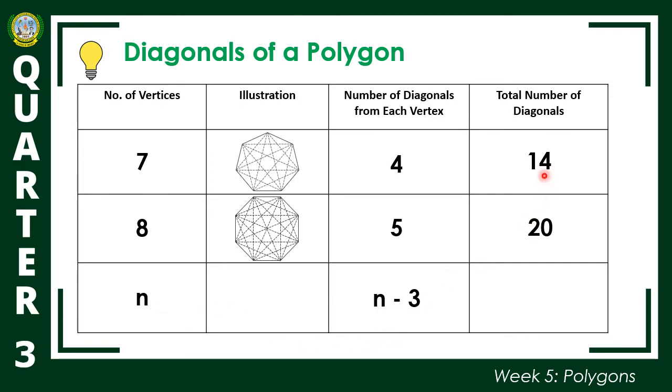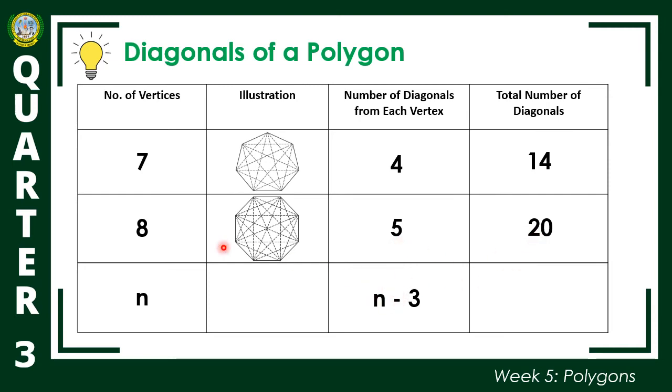So, how about sa total number of diagonals? So, as you can see, the total number of diagonals is always 1/2 the product of the number of vertices and the number of diagonals from each vertex. Okay, so let's prove that. 7 times 4 is 28. Divided by 2, that's 14. 8 times 5 is 40. Divided by 2 is 20.